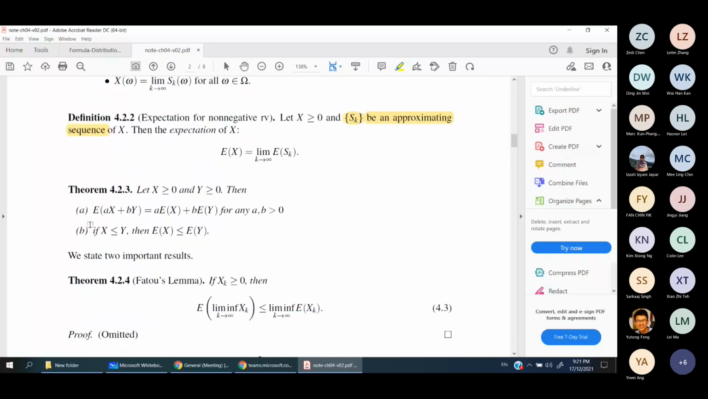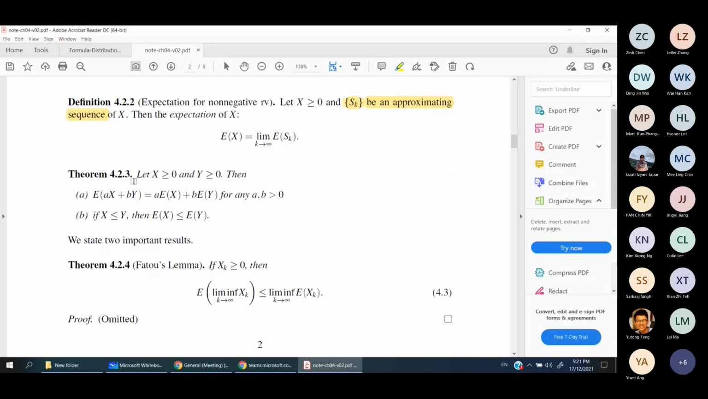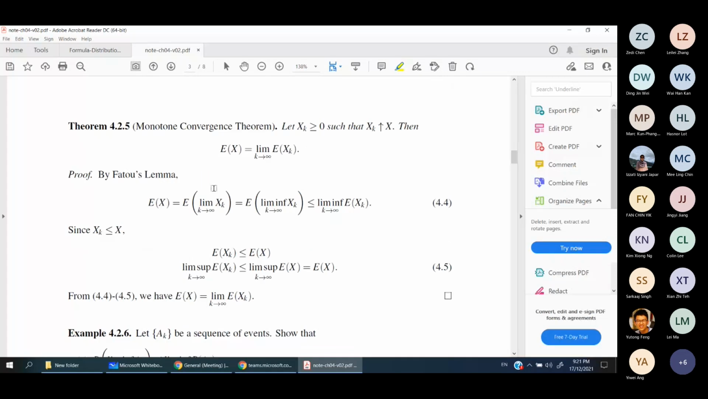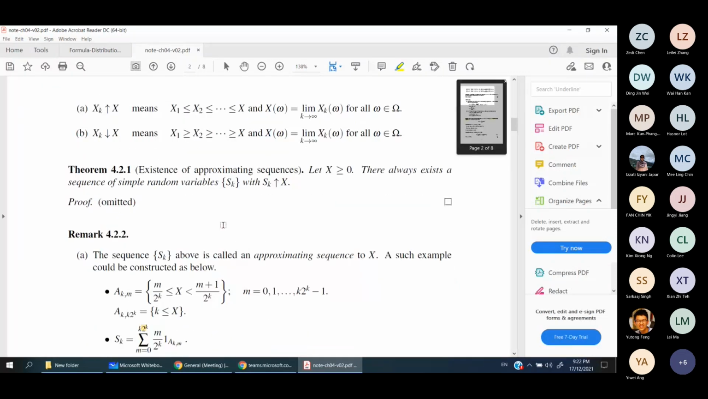Okay, next, I think this is quite straightforward by using the definitions here. If X and Y are non, I think something is missing here.